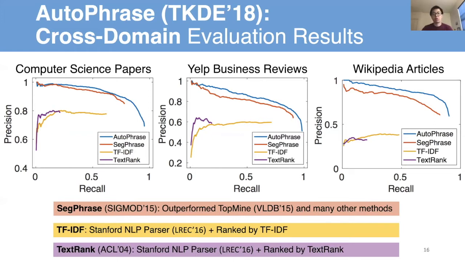TF-IDF is a popular measurement in information retrieval. TF is the term frequency and IDF is the inverse document frequency. TextRank is similar to PageRank. We simply construct a graph of phrases and build edges based on their co-occurrence within a given sliding window. Then we run a random walk on this graph and compute the PageRank. As you can see here, AutoPhrase always has the best performance.